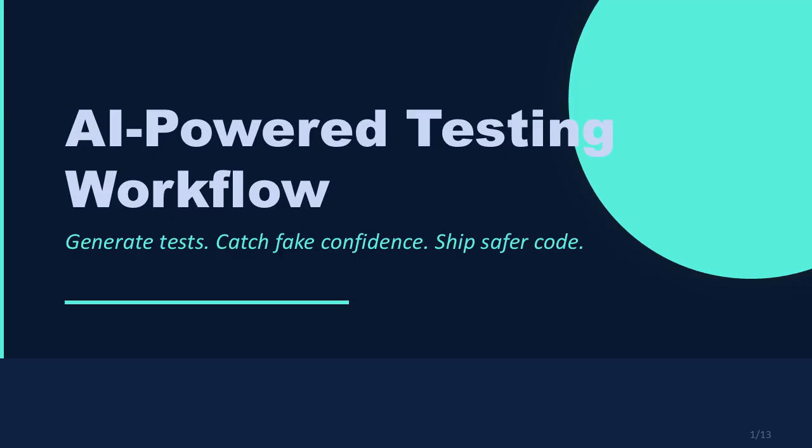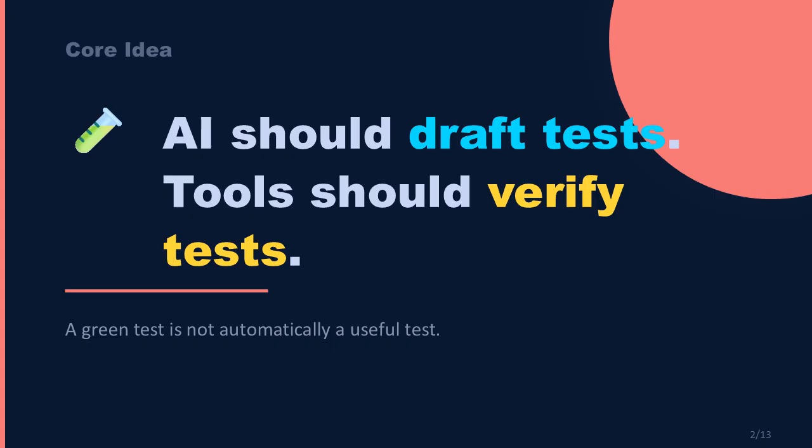We will use AI to draft tests, then use coverage and mutation testing to decide whether those tests actually prove anything. The core idea is simple. AI is useful for drafting test cases quickly, but AI is not the source of truth. A useful test should fail when the code is wrong, pass when the code is right, and describe real behavior.